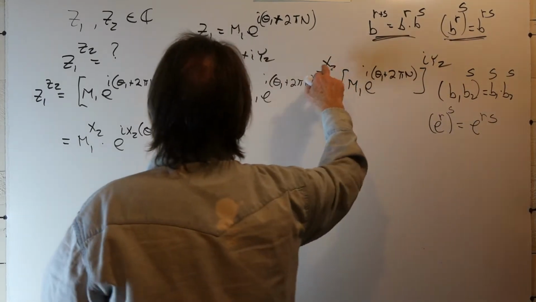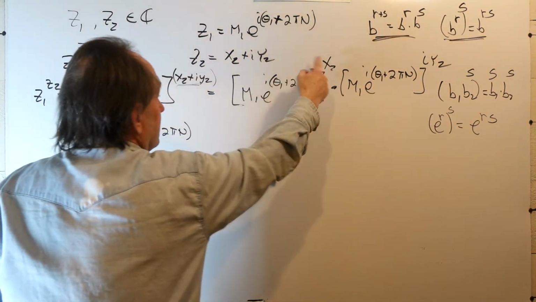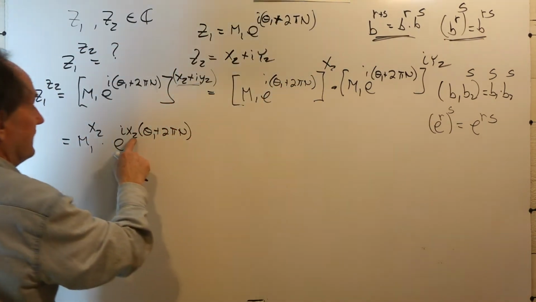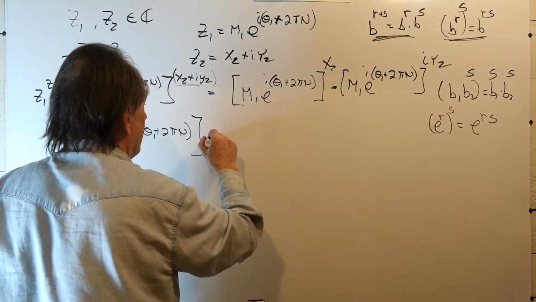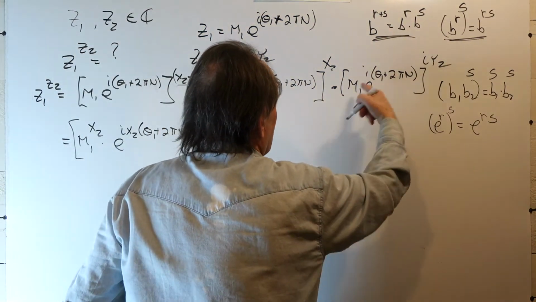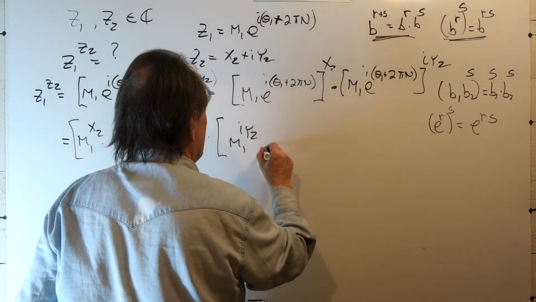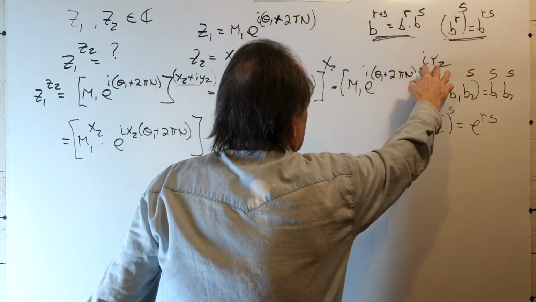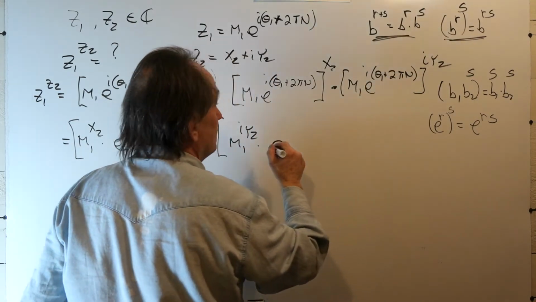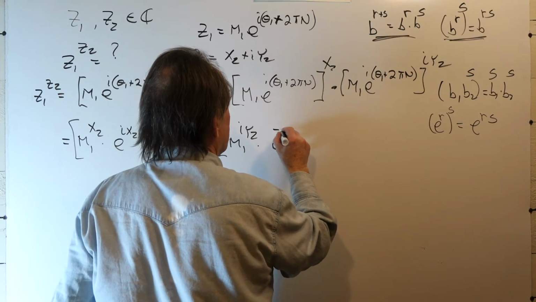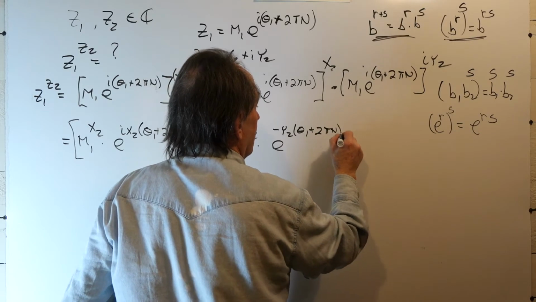So now this becomes m1 to the x2 e, bringing the x2, combining it with the exponent on e, we have that. Now we work on this one. Same thing. m1 now is raised to the i y2 times e. The i y2 comes down here, so we have i squared y2. I squared is minus 1, so this becomes minus y2 theta 1 plus 2 pi n.